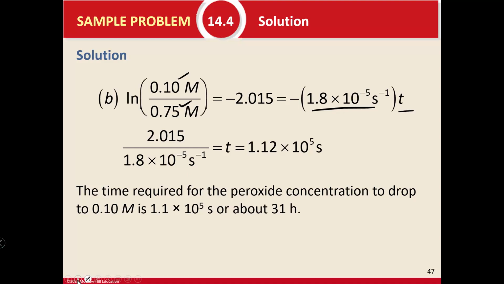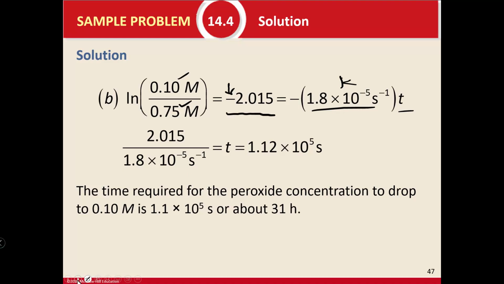So we manipulate the equation. We take the ln of this over that, and we get this number here. Make sure you know it's negative, because you take a number and divide it by a larger number, that's going to be a number less than 1. So there better be a negative here for this part. We set that equal to kt, and we're going to solve for time. So we take the negative 2.015 divided by the negative 1.8 times 10 to the negative fifth, 1 over seconds, and the negatives become unity there.